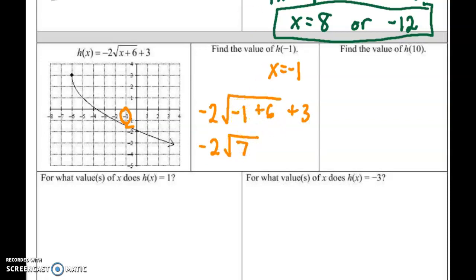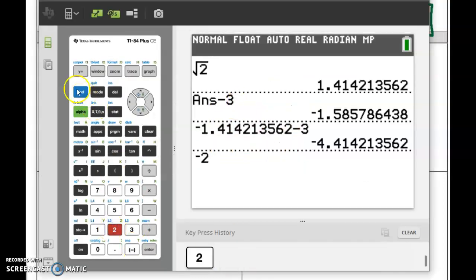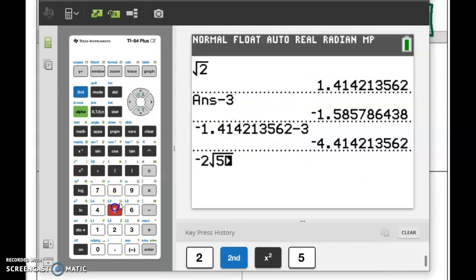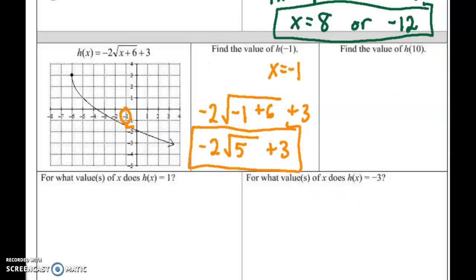Negative 1 plus 6 is 5, plus 3. So instead of just plugging into a calculator, which you could do, just get a calculator. I said I wasn't going to, now I'm doing it. Square root of 5 plus 3. I said the answer is about negative 1.5. Well, this confirms it's negative 1.472.